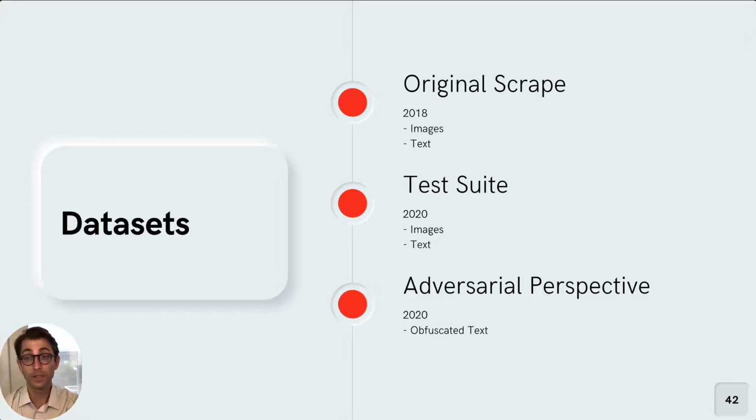Finally, in order to assess how our models would fare against an adversary who obfuscates website source code in an attempt to try and trick our classifiers, we took text from the test suite and we ran it through the JavaScript obfuscator tool. So we're trying to create obfuscated JavaScript as an adversary might and see how our models do with this type of data.